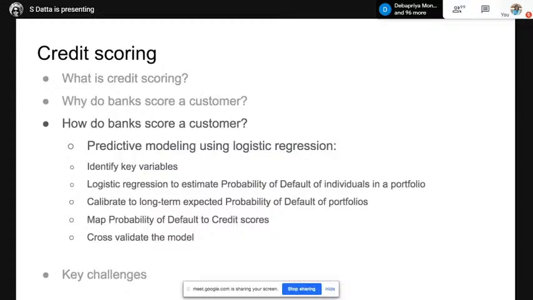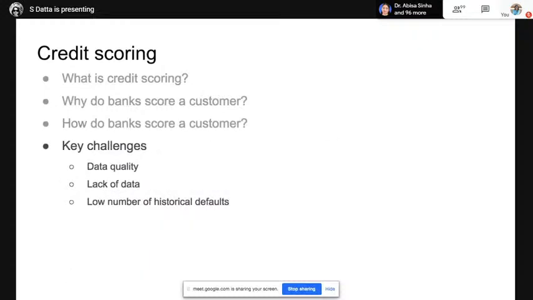A couple of key challenges when you're developing a model. One is that data quality is always a challenge. No matter where you work, if you're working with data, it's always going to be a struggle. And at least to me, it was the least rewarding, a bit boring work to do. But data cleaning is very important.